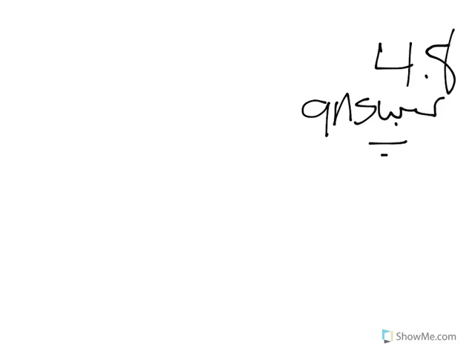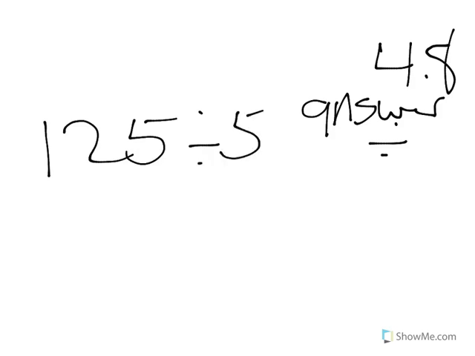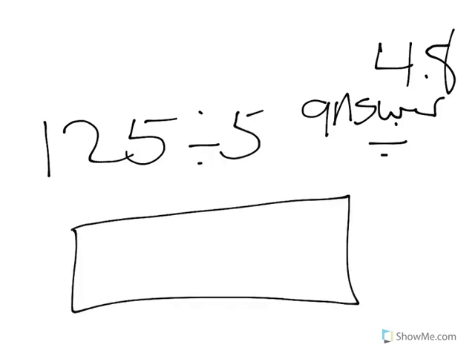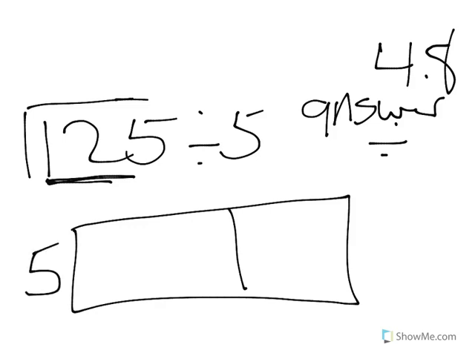Now, how this is going to work. If I have 125 divided by 5, they want us to draw a box, and we can do this. What I'm going to say first is 5 times what goes into 12. 5 times what is closest to 12 without going over, and we'll just split our box. Okay, and we'll put our divisor here.